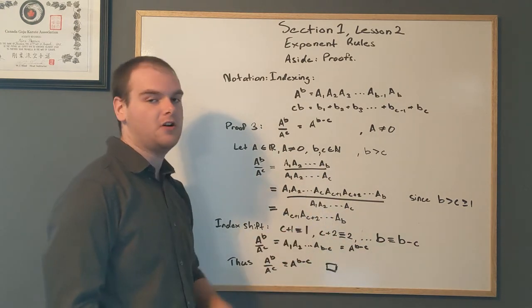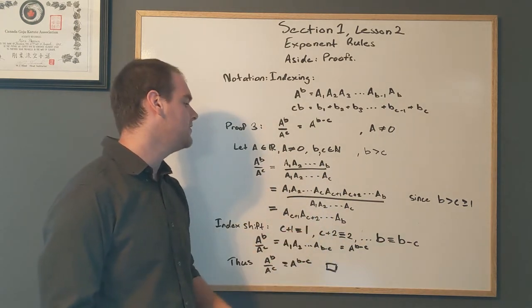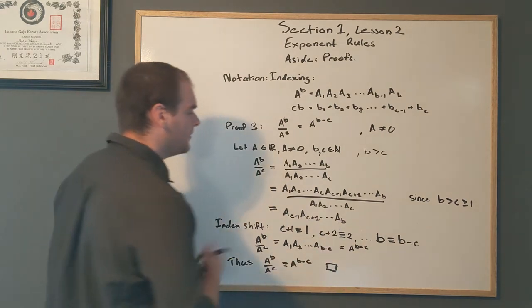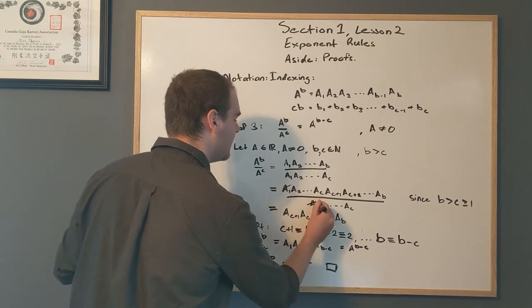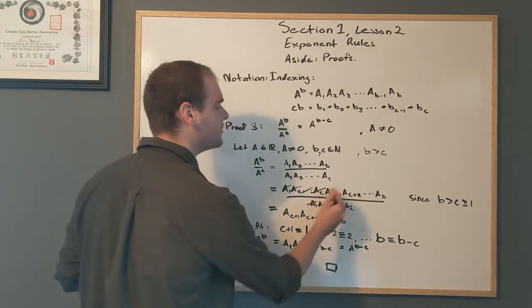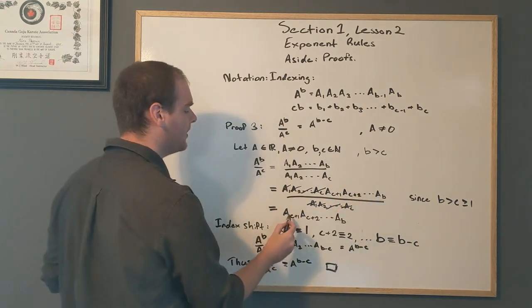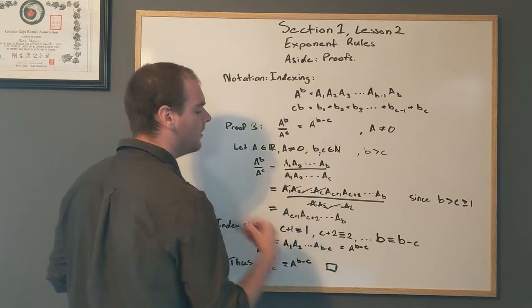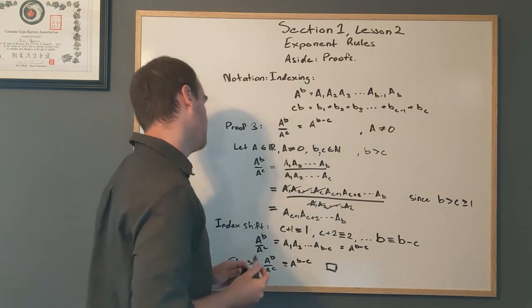Dividing again, we have our denominator unchanged, being a1, a2 all the way to ac. And if we use our division, we can actually cut these out. All of this goes away, and we're just left with what's on the right here, which is a(c+1), a(c+2), all the way to ab.